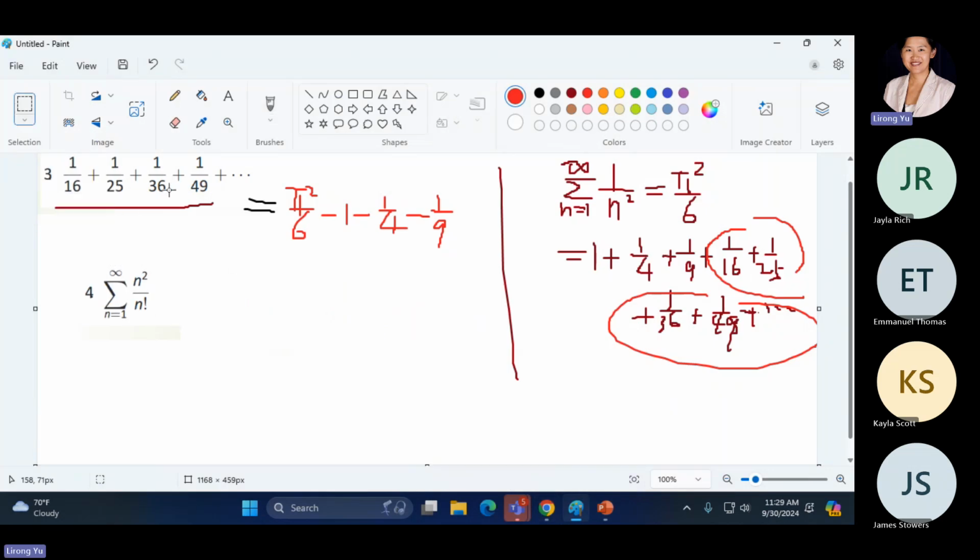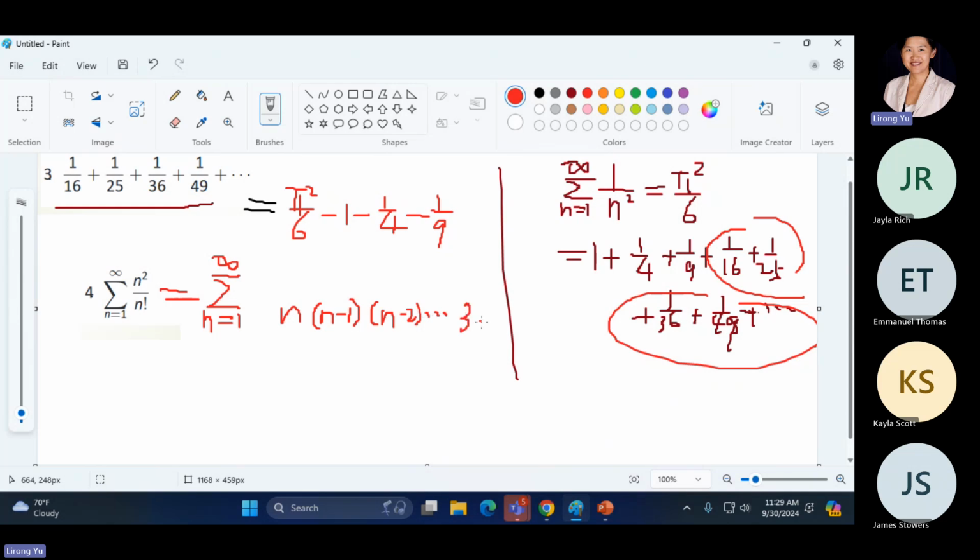Okay. So how do we connect them with any of the formulas you had? Maybe we can cancel the n. So n is from 1 to infinity. This is actually n factorial in the denominator, so it's n times n minus 1, and then times n minus 2. And then you keep multiplying until you have 3, 2, 1. That's the denominator. The numerator is n squared, so it's n times n.